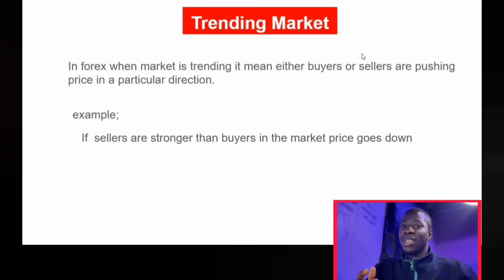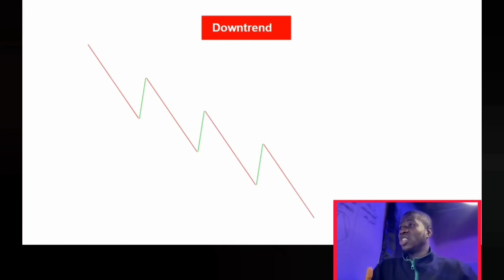Now the same is applicable to a selling market. If sellers are stronger than buyers in the market, price often goes down. This is the diagram that shows a downtrending market. As you can see, the market is trading towards the downward side. You can see this is how the waves look when the market is trading towards the downward side.